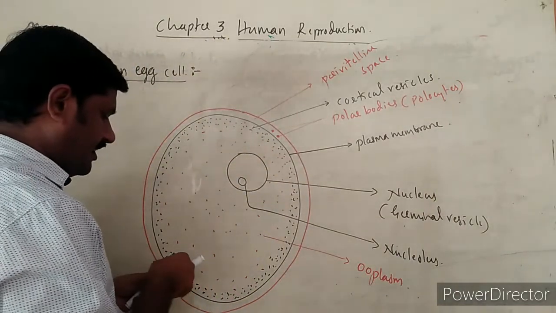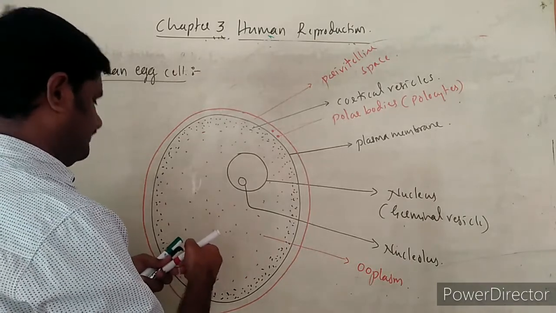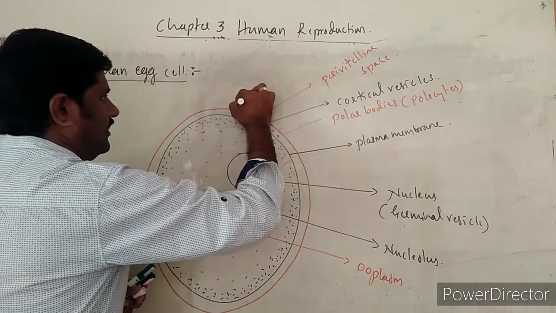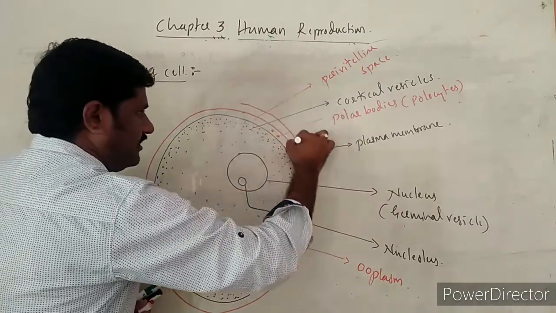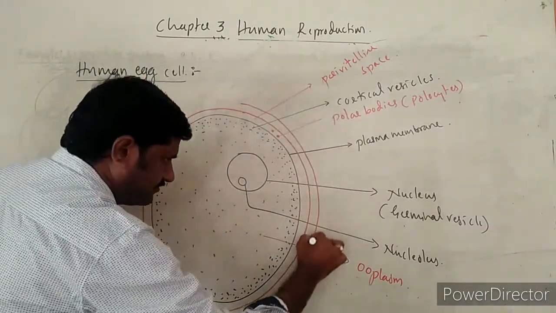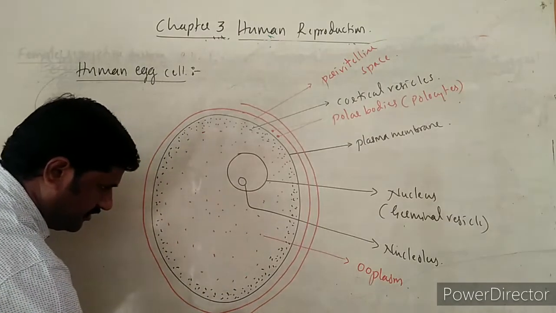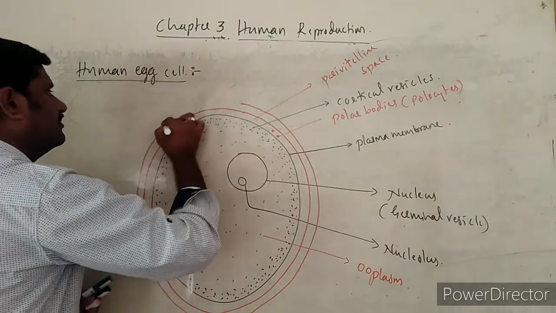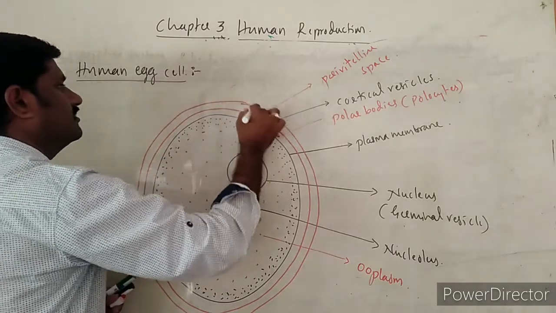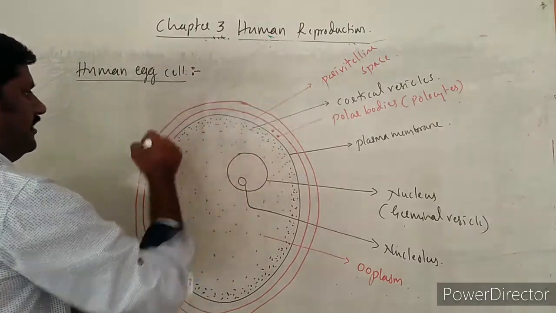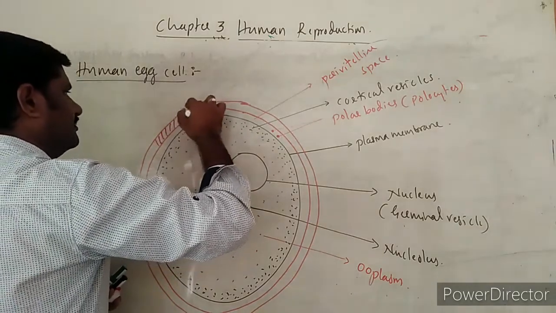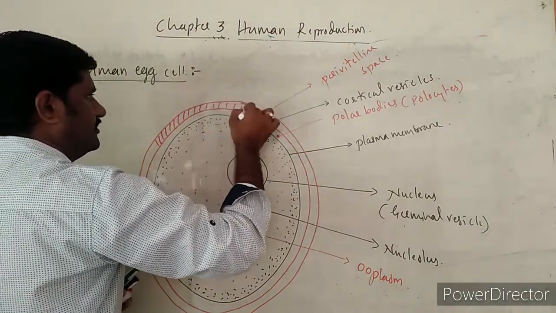Around this, there is a thick layer that you come across. This is a thick acellular structure that we come across, and this structure itself is called the zona pellucida.